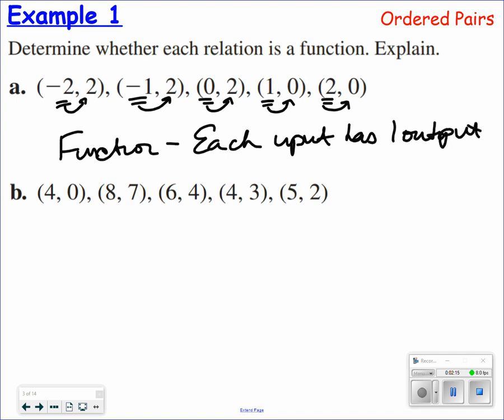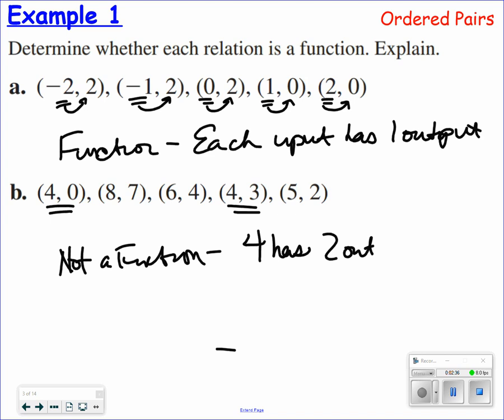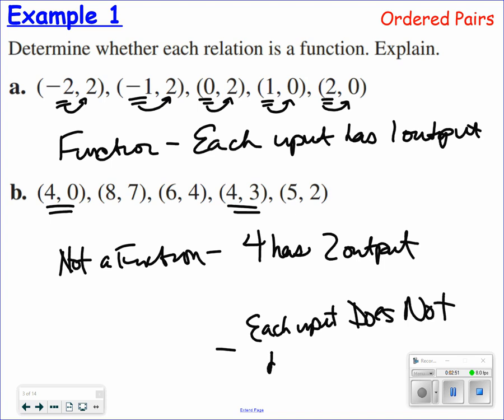What I tell my classes is a little hint: look for the double x. Like you have 4, 0 and 4, 3. That is not a function. Now I will accept one of two reasonings. One, you could just say 4 has two outputs. So you called it not a function because one of the inputs has multiple outputs. Or you can repeat what you did previously and just say each input does not have one output. So again, I'll accept either one of those. You do not have to do both.